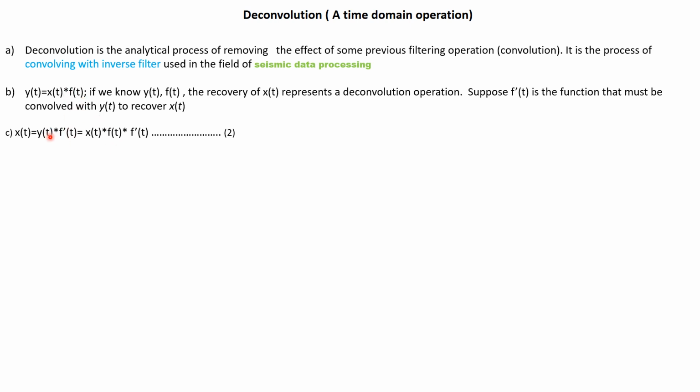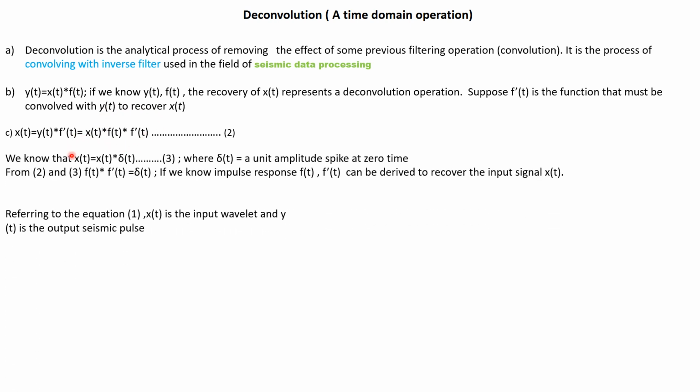So if we substitute y of t from that equation, you get x of t convolved with f of t and f prime of t. And we already know that x of t convolved with the Dirac delta function, the unit response, will produce the same output. So between 2 and 3 we can tell f of t convolved with f prime of t is a delta of t. So if we know the impulse response, that can be derived to recover the input signal x of t.